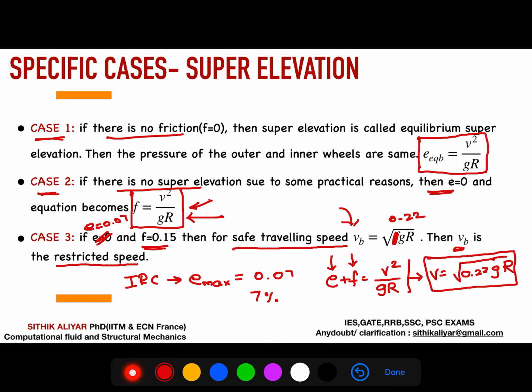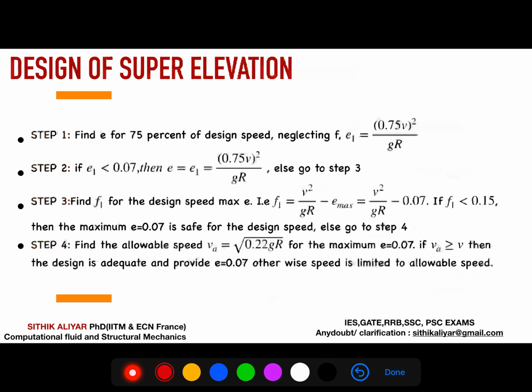Okay, so these are some specific cases of superelevation. The superelevation cannot be used directly using a formula. So this should be designed. You cannot randomly put some numbers. So this is our procedure of determining this. E, the slope, is given by IRC. So what they advised is in 3 steps, you can just follow this.